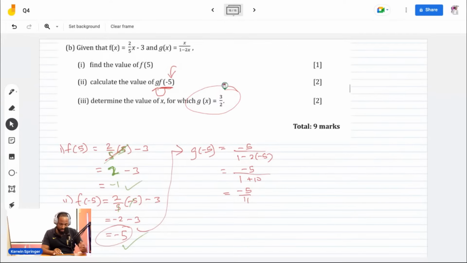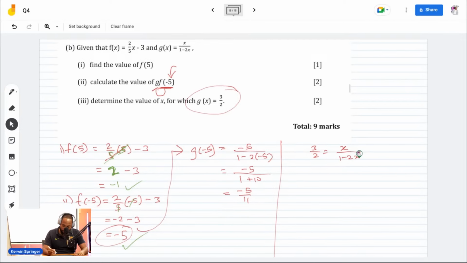Oh yes. Oh no, wait, I want more to do. Determine the value of x when g of x is equal to 3 over 2. We did one just like that recently. So we can say, okay, when g of x is equal to 3 over 2, 3 over 2 is equal to x over 1 minus 2x.